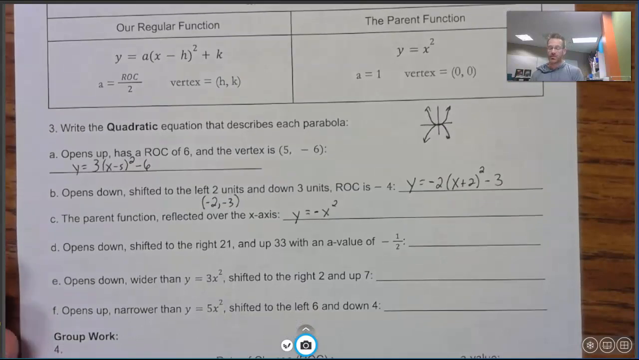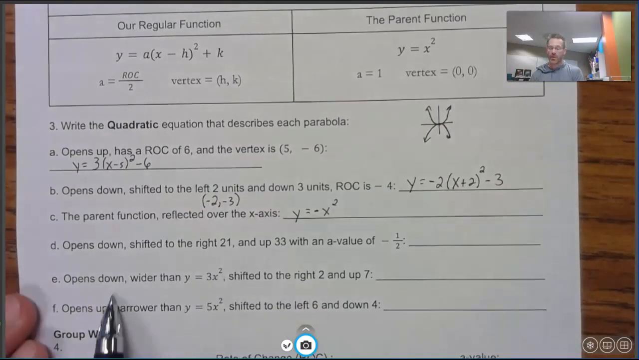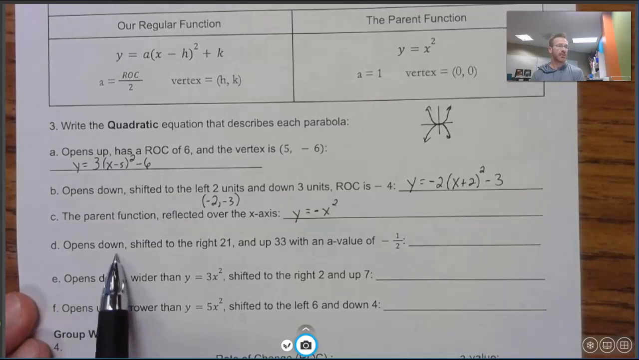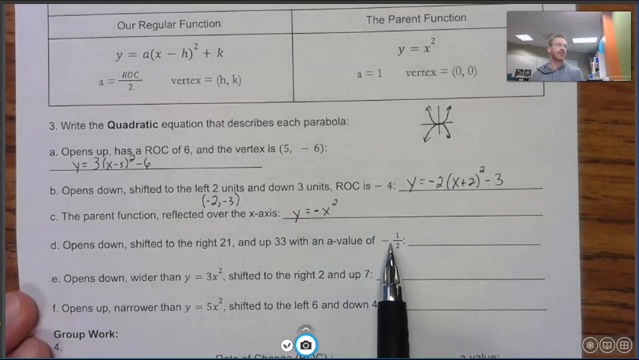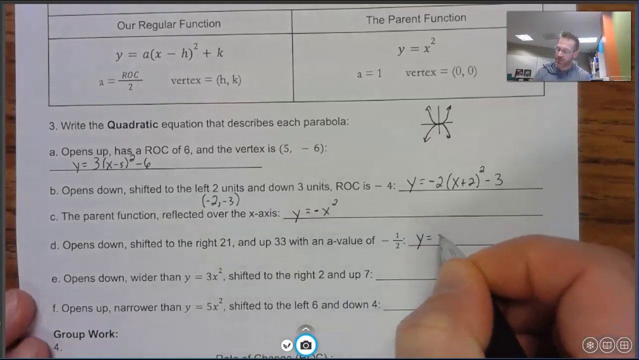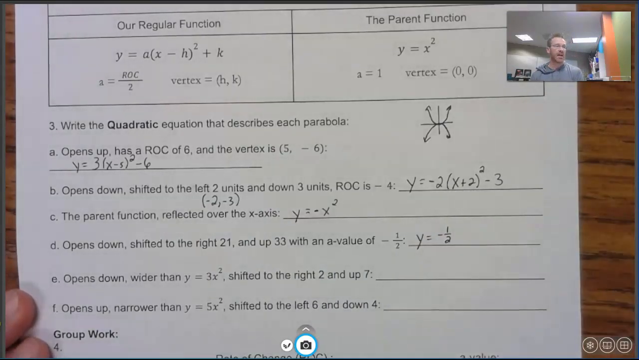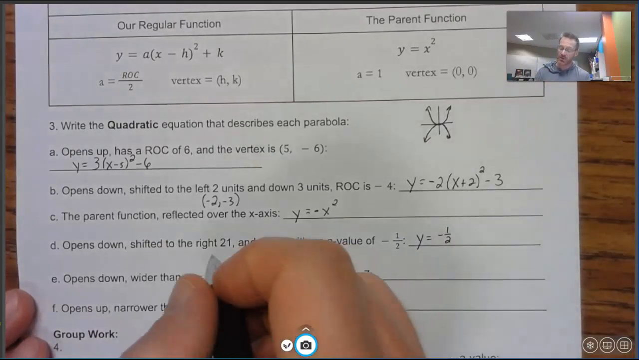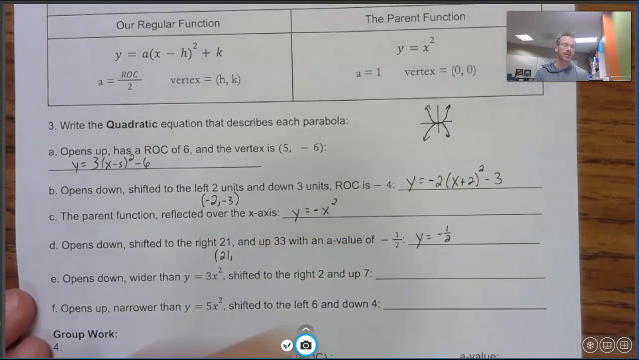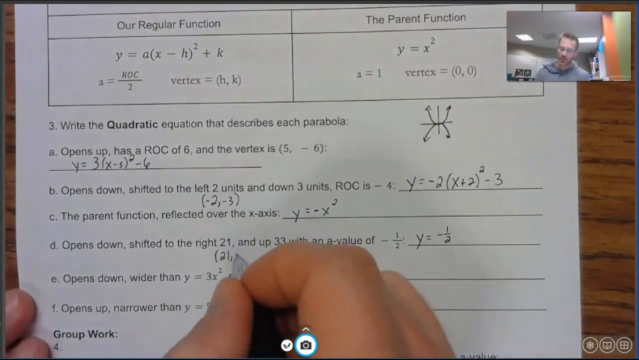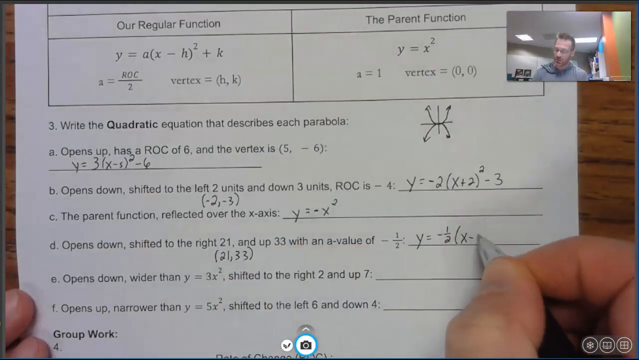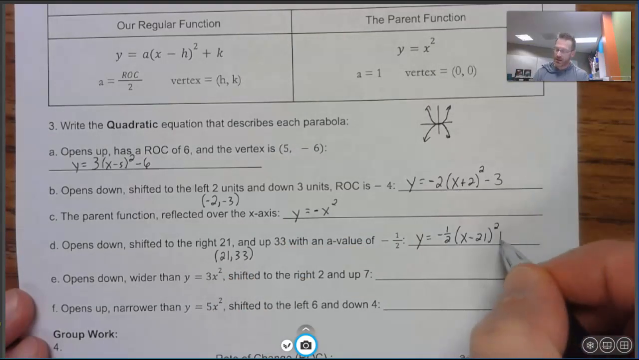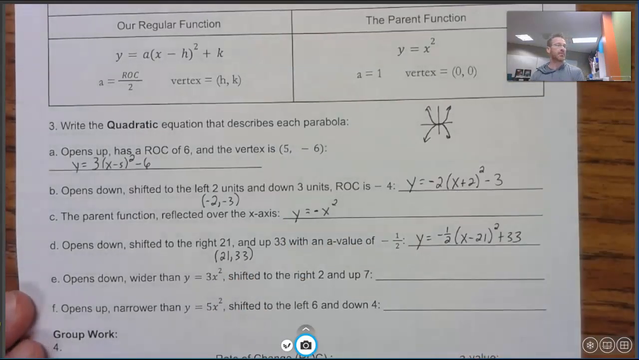All right, so now notice the change in part D here. We want it to open down, and I'm going to jump over here with an a value of negative 1/2. So notice this time it tells us the a value. So we know right away that we want it to be negative 1/2. Opens down, we know it has to be negative. That's all good. Now we have to find that vertex. So shifted to the right 21 means my x coordinate is going to be 21. Up 33 means the y coordinate is going to be 33. And then I can put that into my equation, and that wraps it up.